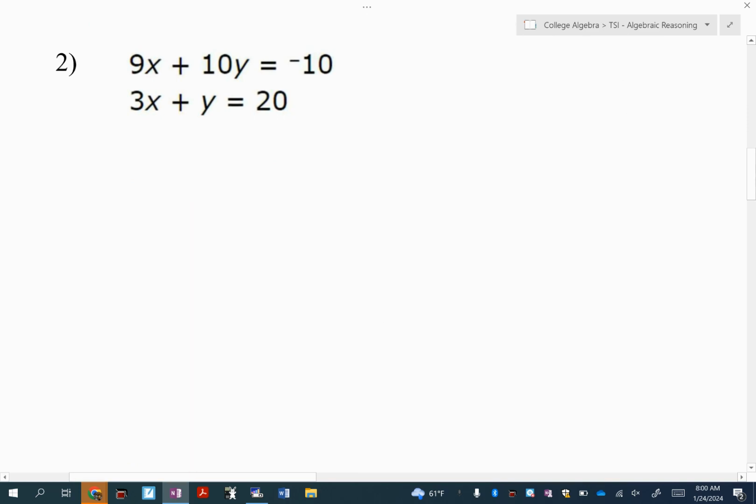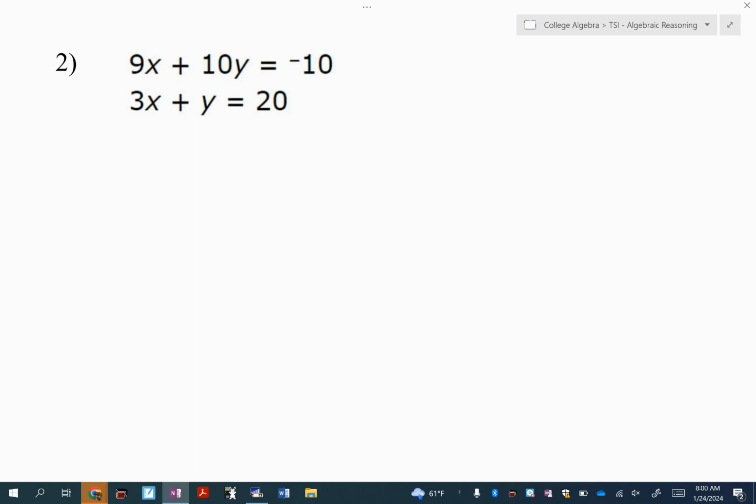Okay, number 2. Do you see either the numbers in front of the x or the y, are they the same or the opposite? I don't see any of them are the same or the opposite, right? It would need to be like 9 and negative 9, or 3 and negative 3, or 10 and negative 10, or 1 and negative 1. So this is your choice. Again, I always choose elimination if I have a choice, most likely.